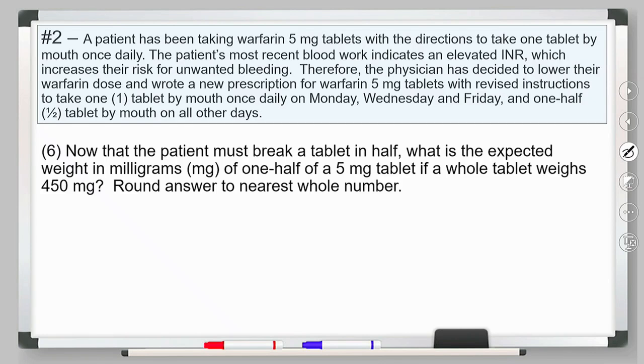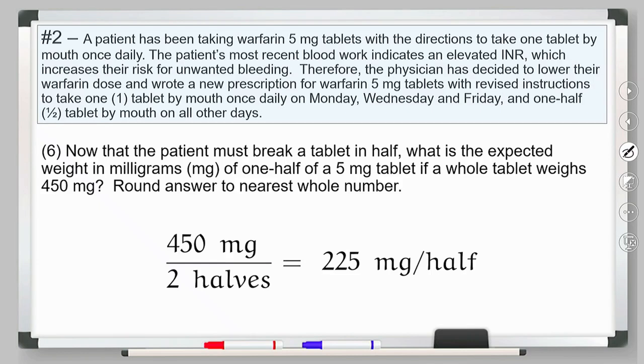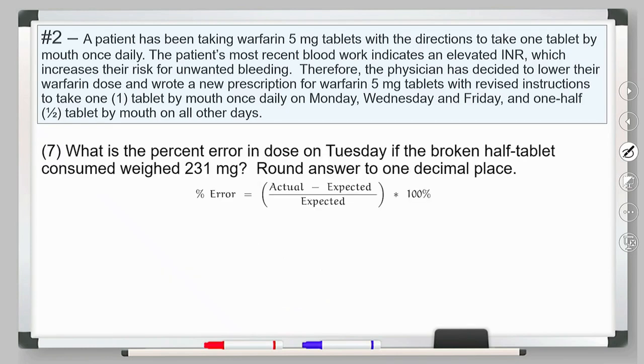My point here is, if we took one of those 5 milligram tablets and it weighs 450 milligrams, how much does a half weigh? That's a simple question: 450 divided by 2 is 225. That's the expected. If we took the total weight and cut it exactly in half, each one would weigh 225. But that never happens.